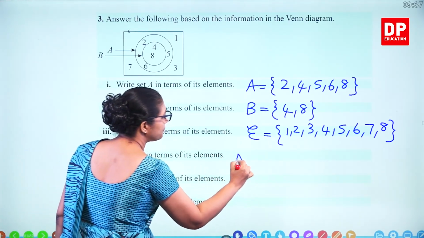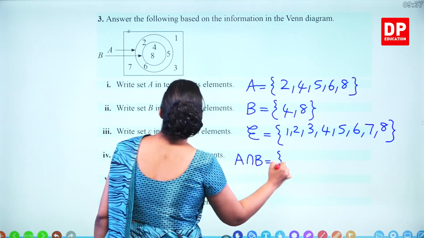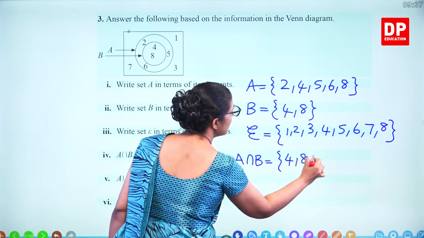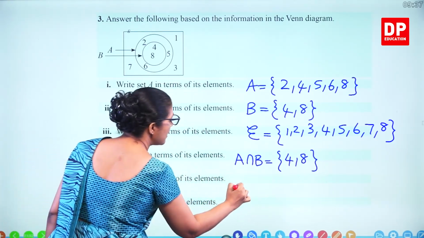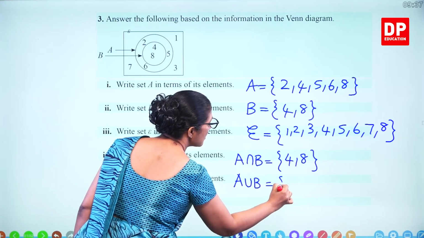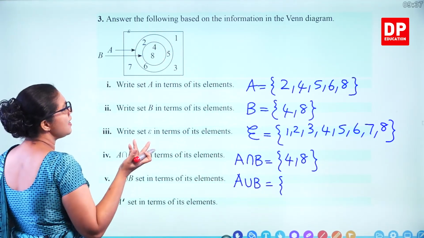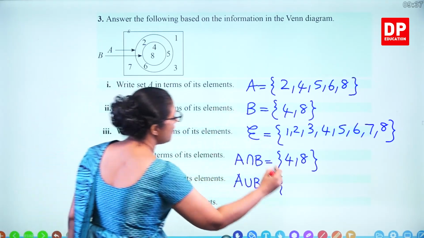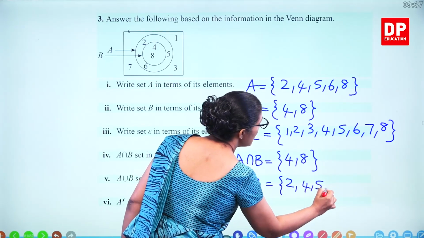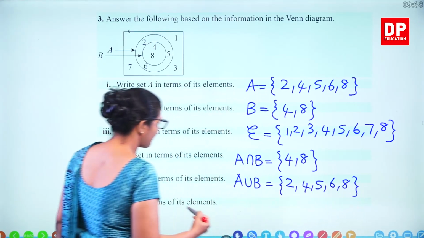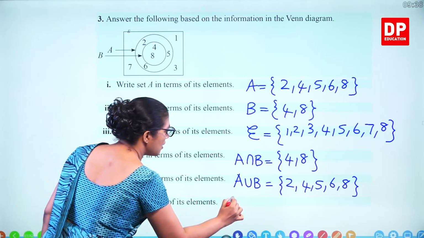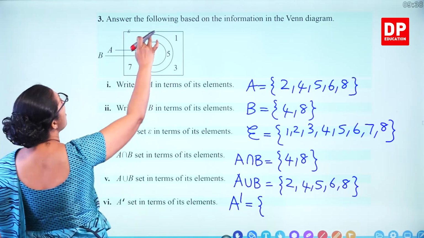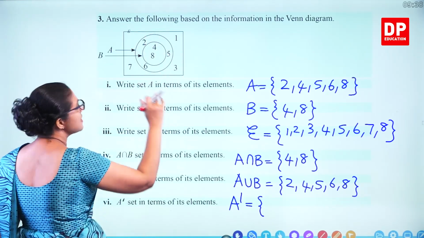A intersection B. Common term for A and B, that's just B: 4, 8. A union B is just everything in A, that means all elements in A. So you can repeat A: 2, 4, 5, 6, 8. A dash, that means complement of A, not belongs to A. So outside the A circle: 1, 3, 7.